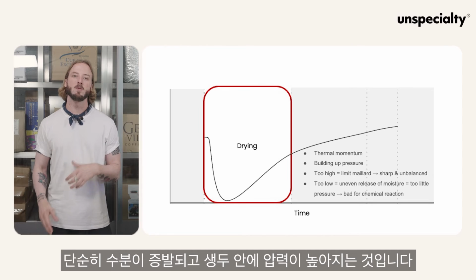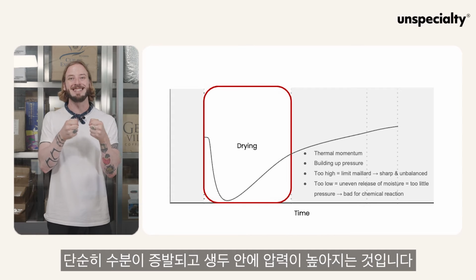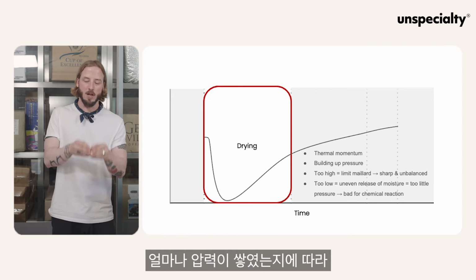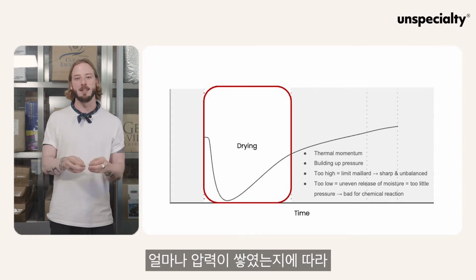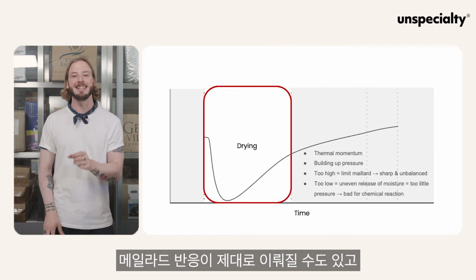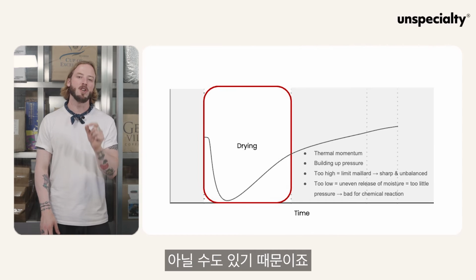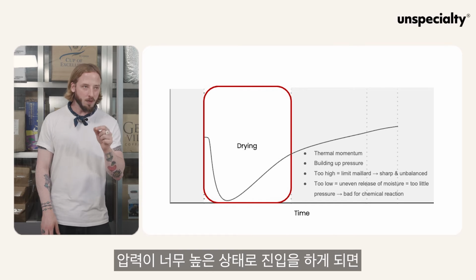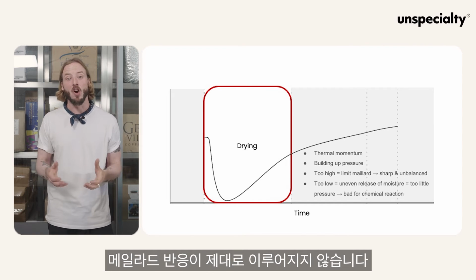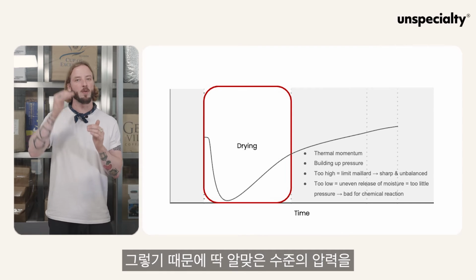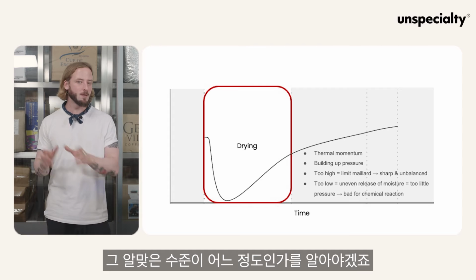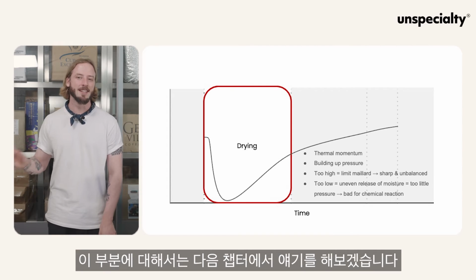When that happens, we're also building up pressure inside of the bean. This is really important because the amount of pressure that we have accumulated when we go into the Maillard phase is going to dictate how efficient the Maillard reaction is going to be. So if we're moving in too high, we're going to limit that Maillard process. So it's very important that we get in just right. And then the question is, how do we know what right is? Well, we'll talk about that a little bit in the next chapters.